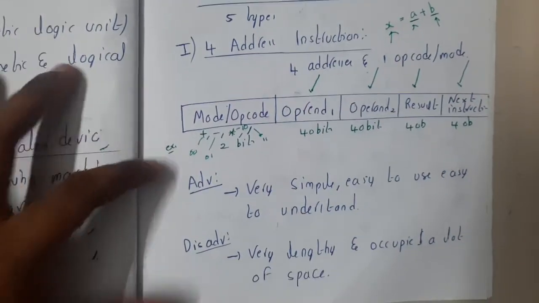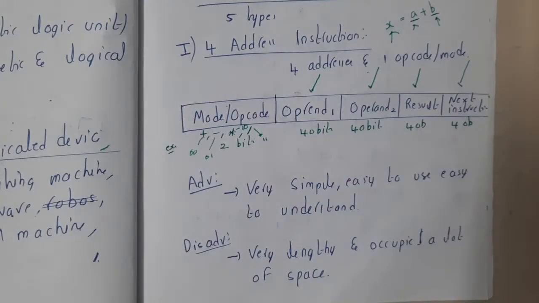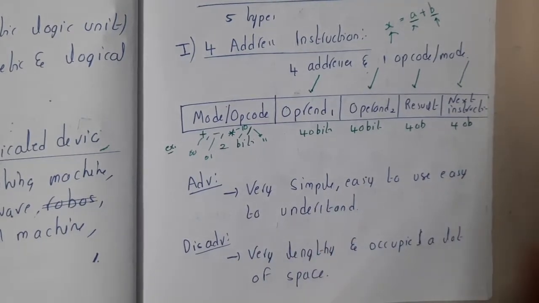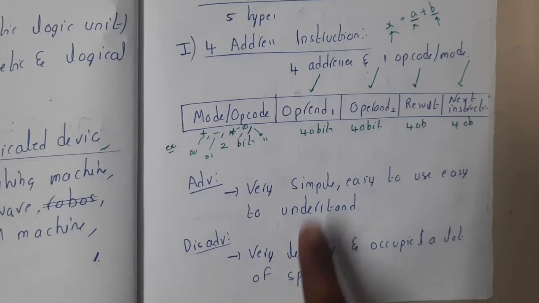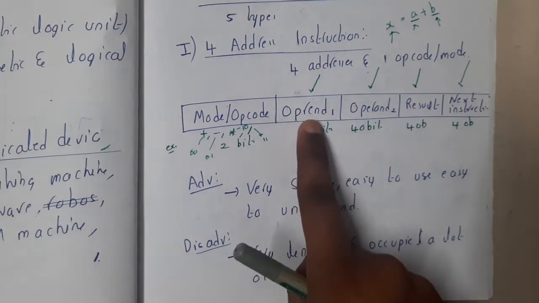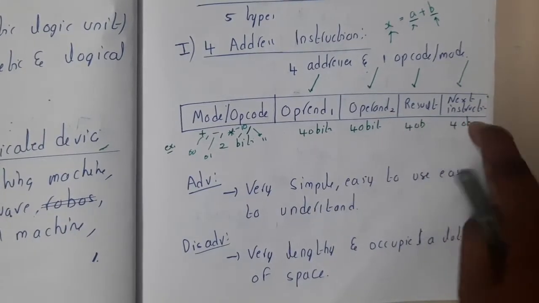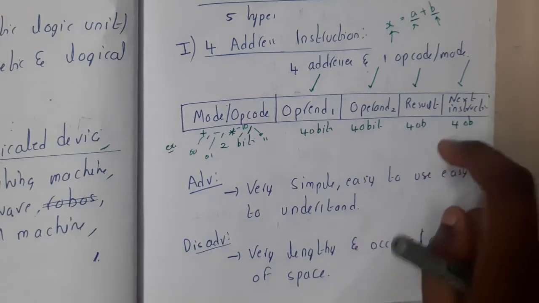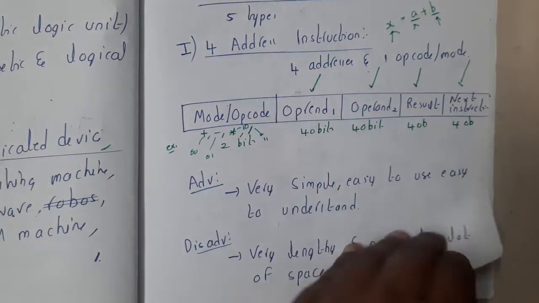The major advantage with respect to this is everything is clearly written, so there is nothing to miss here. It is very simple, easy to use and easy to understand. But the major disadvantage is it is really lengthy. If your address is 16 bits, this will be 16, this will be 16, this will be 16. It is going to waste more storage. That is the major disadvantage with respect to 4 address instruction.